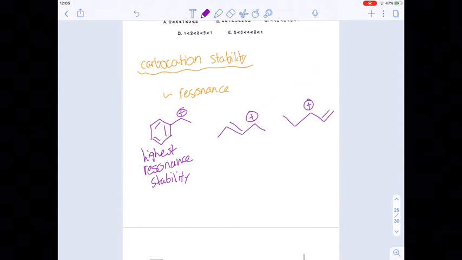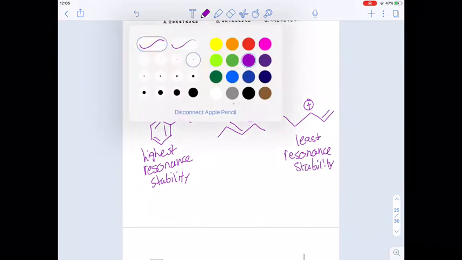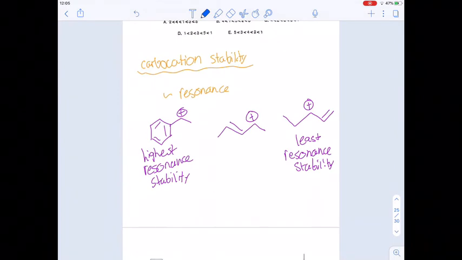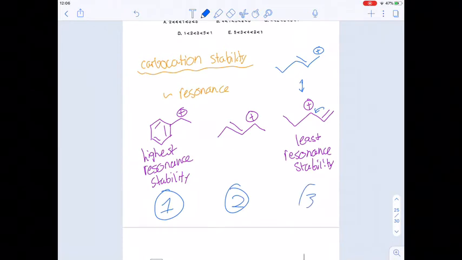However, if you have a carbocation like this, oops, let me erase. Say you have this situation. This is going to be your least resonance stability. That's not proper English, but you know what I'm trying to say. Because when this resonates, because your double bond is terminal, you're going to end up with a primary carbocation.